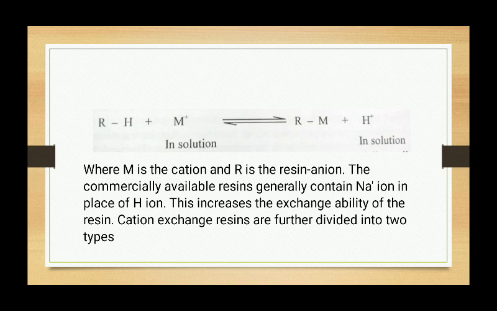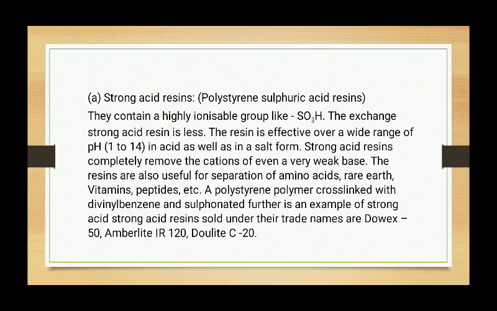Cation exchange resins are further divided into two types: strong acid resin such as polystyrene sulfonic acid resin. They contain a highly ionizable group like SO3H. The exchange capacity of strong acid resin is less. The resin is effective over a wide range of pH from 1 to 14 in acid as well as in salt form. Strong acid resins completely remove the cation of even a very weak base.